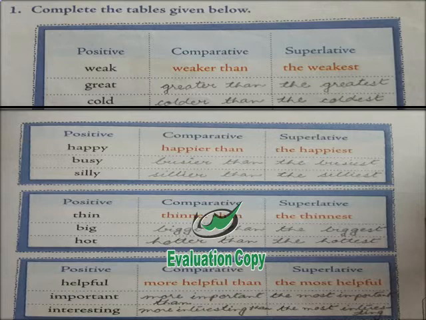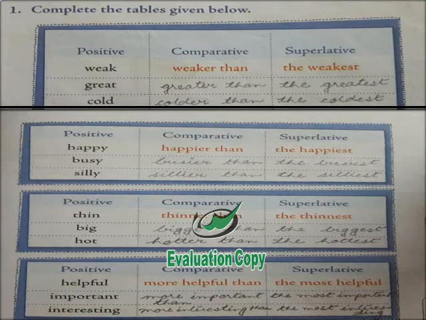Okay. Now, when you have long words, long adjectives, we do not take ER or EST, but we have more and most placed in front of them to show the degrees of comparison, such as difficult, more difficult, the most difficult. We will add more and most. Helpful becomes more helpful, the most helpful. You don't say helpfuller and helpfulest, no? It will become more helpful and the most helpful. Important will become more important than, and then the most important.